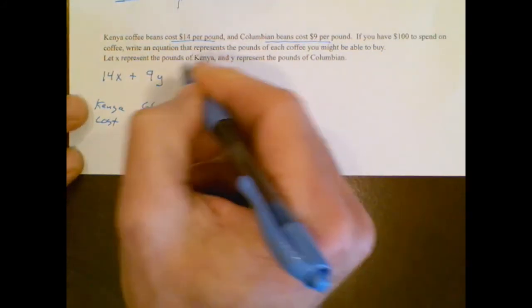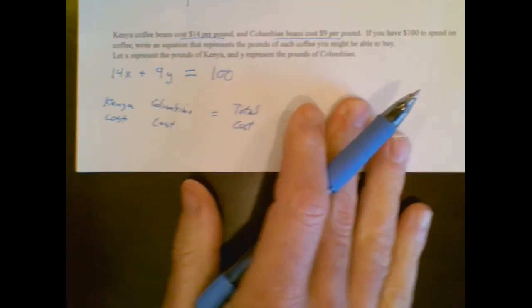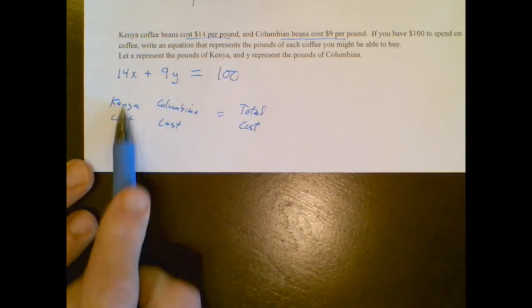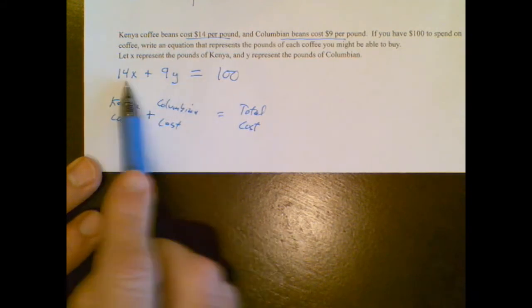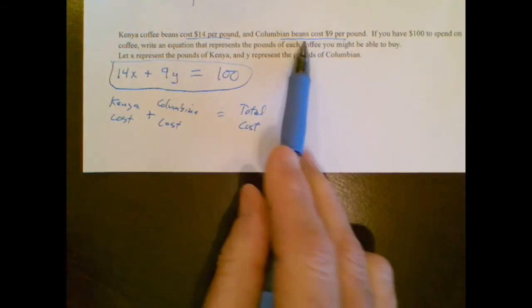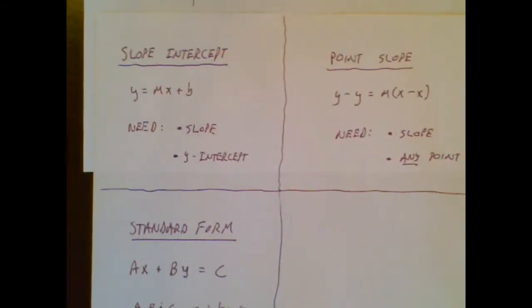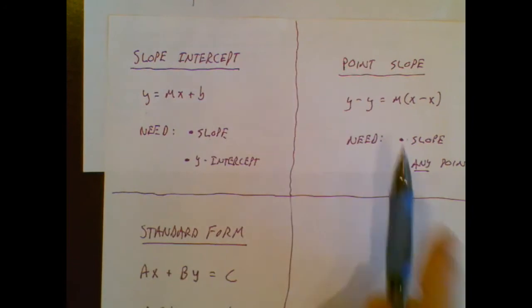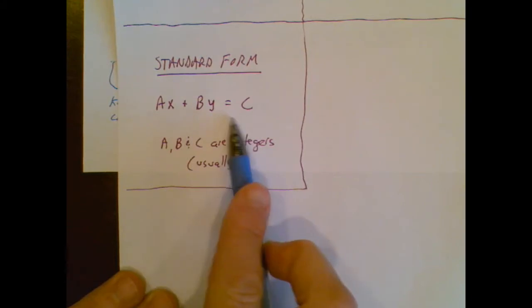Well, it says I have $100 to spend. So by just doing this little logical exercise, Kenya cost plus Colombia cost equals total cost, and I turn it into algebra language, I have just made the equation of a line in this scenario that matches the standard form. If you take a look at our sheet, we just made one of these.